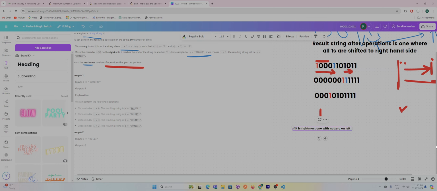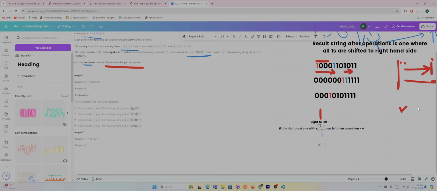If it is the rightmost one with no 0 on the left, then we are going to break the operations by the number of ones, right? The operation for this one is 0. It's on the rightmost, so it's 0. Now I'm going from right to left, not from left to right. If it is the rightmost one with no 0 on the left, then the operation is 0.